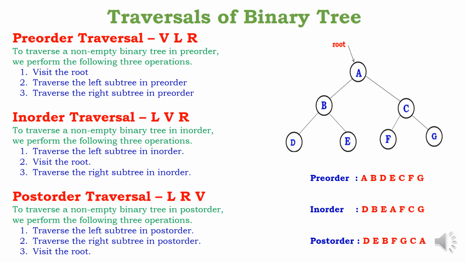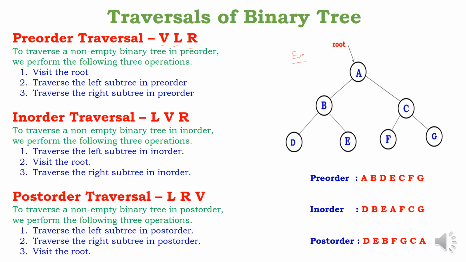Preorder traversal, VLR: visit root node, traverse left subtree in preorder, traverse right subtree in preorder. Left binary tree and right binary tree also should be traversed in preorder only. Now we will take an example, the same example for all preorder, inorder, postorder. So what is the algorithm or what are the steps? Steps for preorder traversal VLR: visit root node, traverse left subtree in preorder, traverse right subtree in preorder.